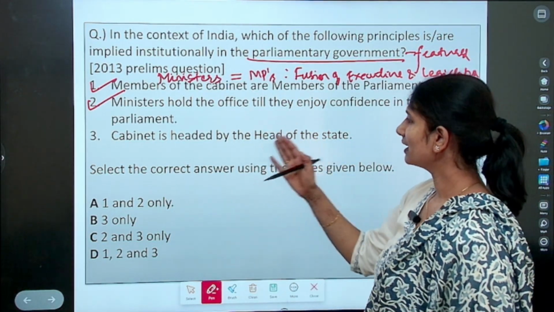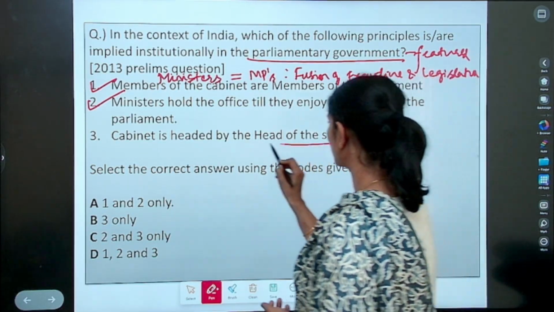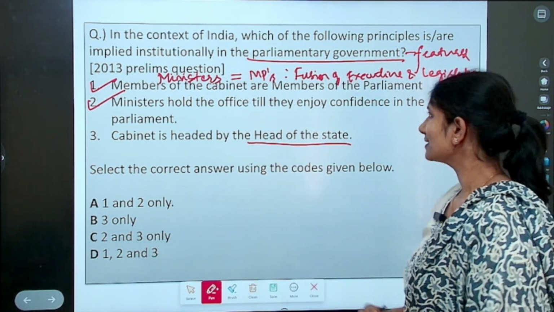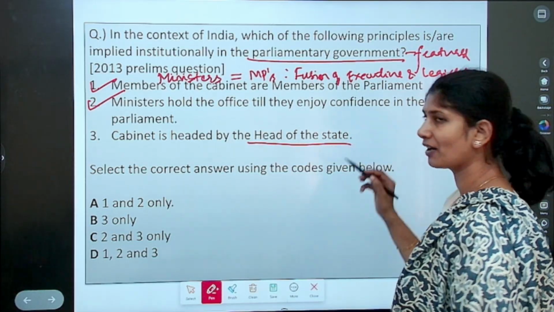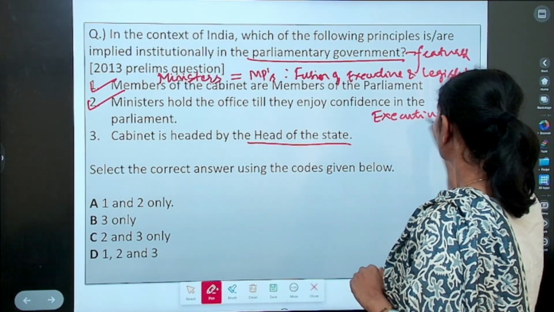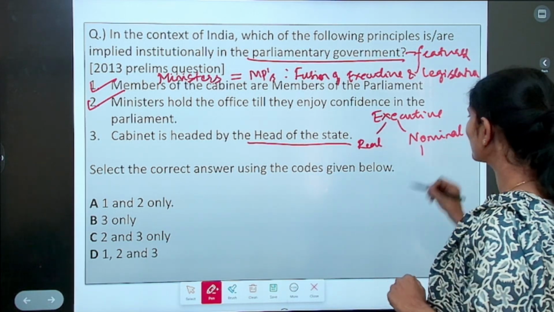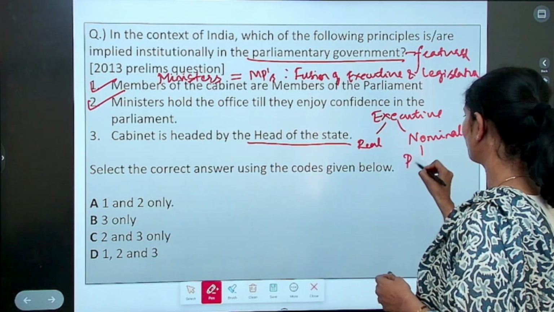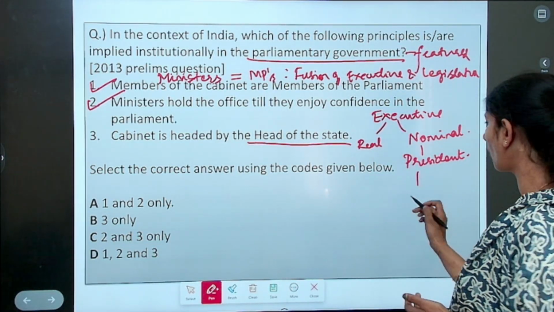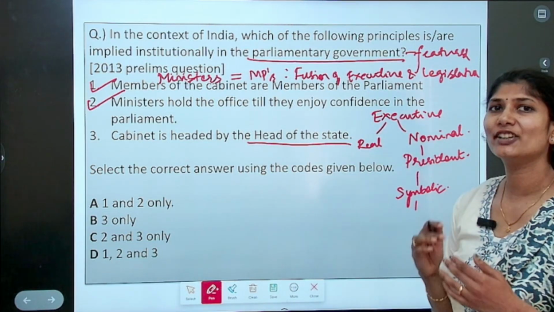Next, the cabinet, here cabinet and council of ministers together we will be taking, is headed by the head of state. Now this is the difference between parliamentary government and presidential government. In a parliamentary form of government, we have two types of executives. What are they? Real executive and nominal executive. Nominal executive means someone like the President of India, whose holding of power is more symbolic in nature. So he is called the head of state.